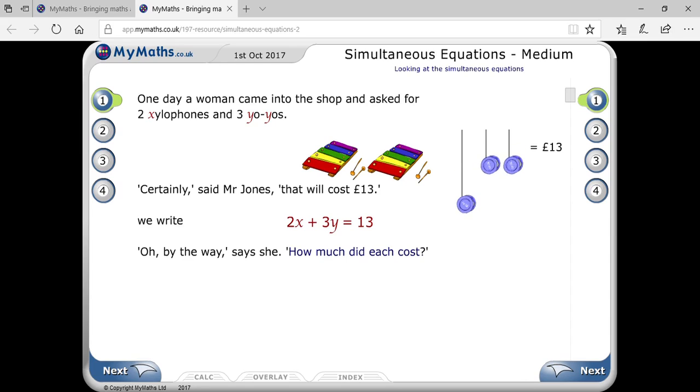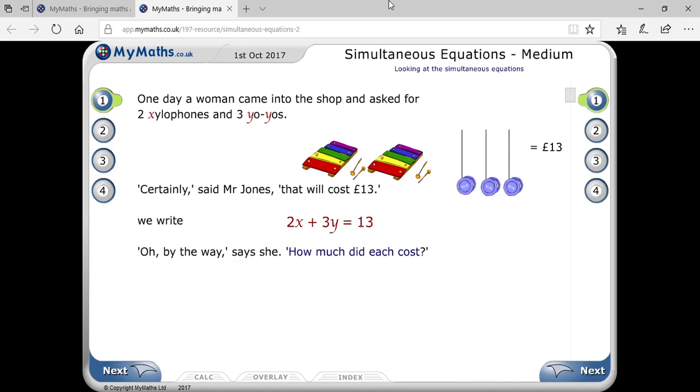The first equation, as I explained to you verbally, you can see on your screen clearly: 2x plus 3y equals 13. Okay, and how much did each cost? So as usual, seeing only one equation, it is not possible to understand what will be the cost of each object.